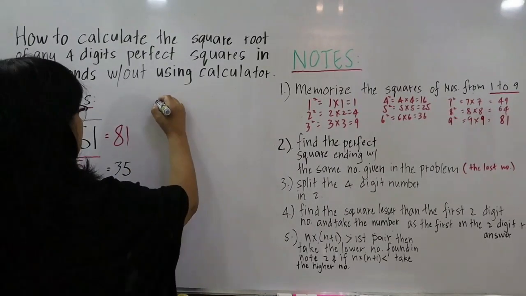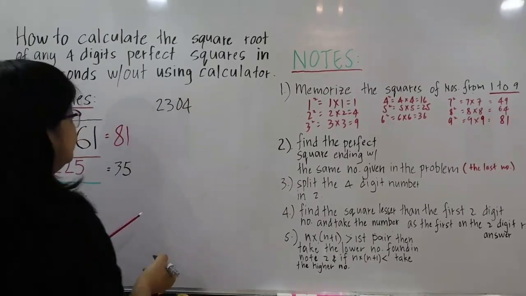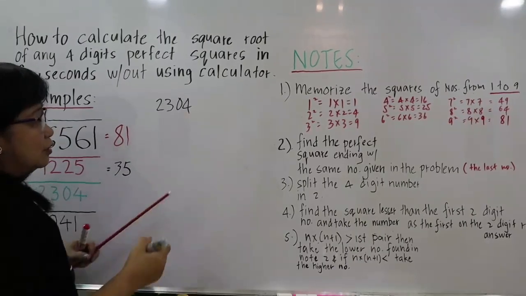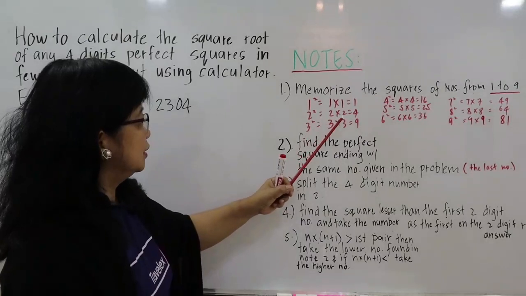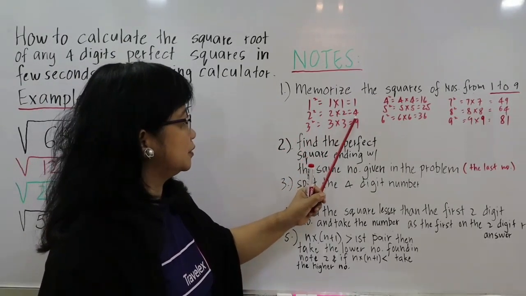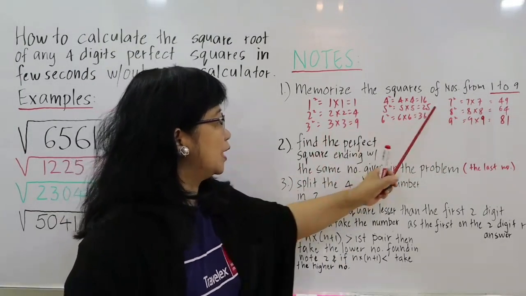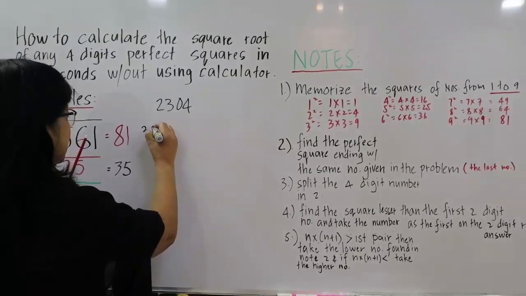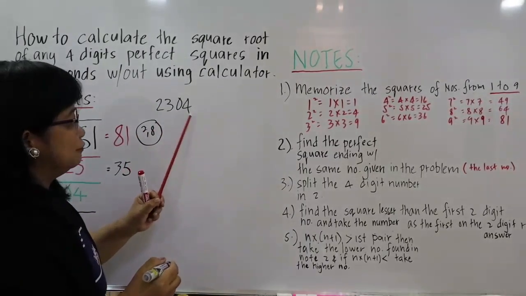Square root of 2304. Now, the last number is 4. What are the squares which end in 4? It is 2 squared, which is 4, and what else? 64. So we have 2 and 8. The numbers are 2 and 8. Keep these on one side, because these are the ones ending in 4.